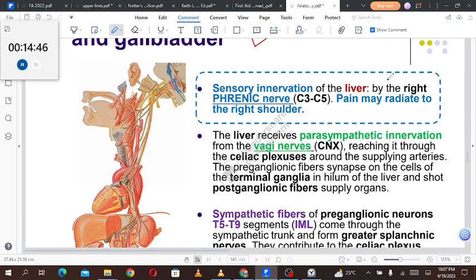Now we'll talk about the nerve supply of the liver and gallbladder. The sensory innervation of the liver is by the right phrenic nerve, C3 to C5, and pain may radiate to the right shoulder. So if there is any problem going on with the liver or mainly the gallbladder, the pain will be radiating all the way to the right shoulder.